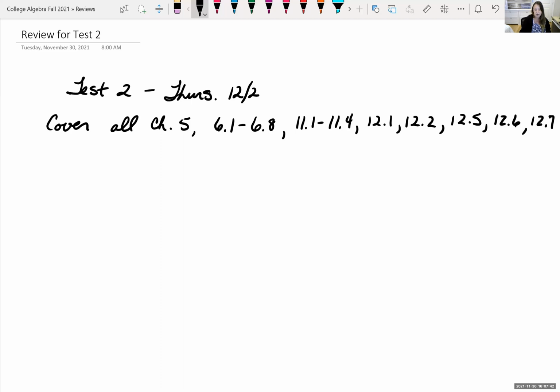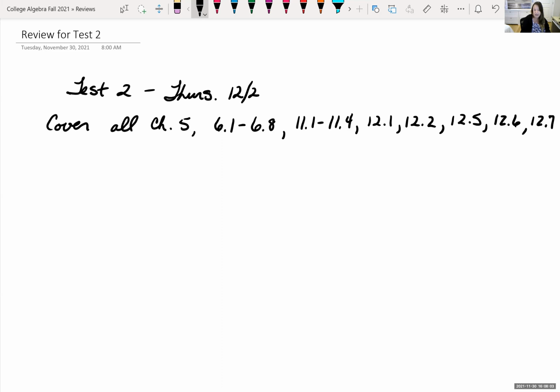Chapter 11, that was the conic sections. So that's where we looked at parabolas that faced left, right, up, or down, ellipses, hyperbolas. And then we jumped into chapter 12. In 12, we looked at systems of linear equations, and we used matrices to solve those.